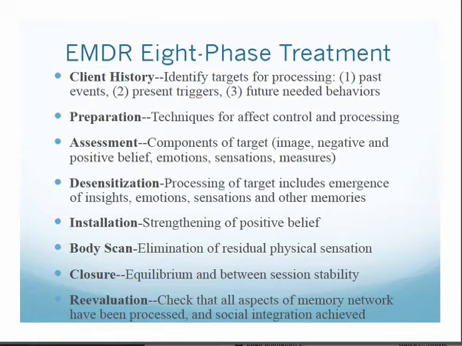Next slide, the 8 phases of the EMDR treatment. The clinician would spend time taking a history to identify what the targets for processing would be. These would be the past events that set the groundwork for the problem, the current situations that trigger the disturbance, and the future needed behaviors, which will also be processed as well.